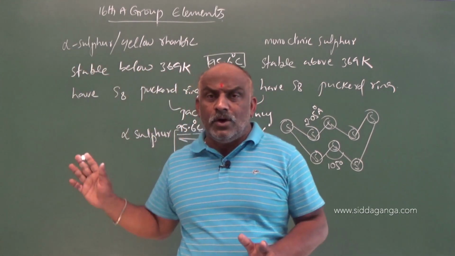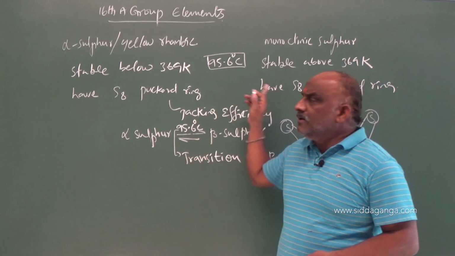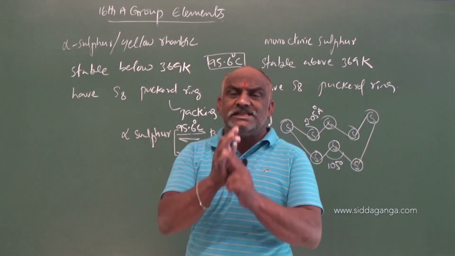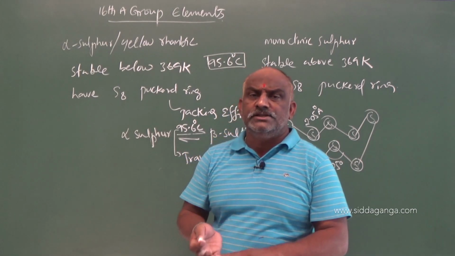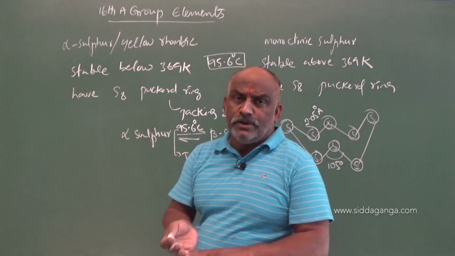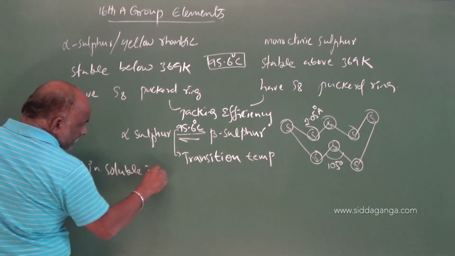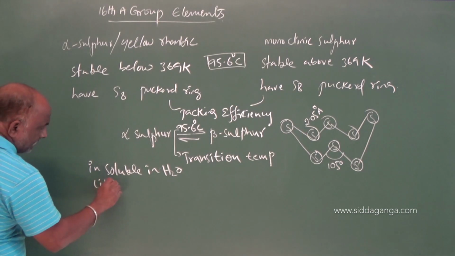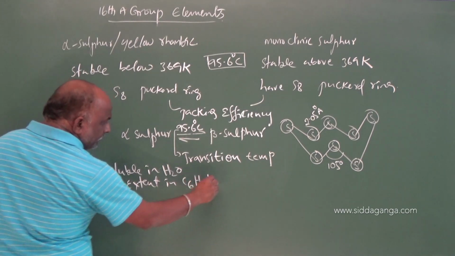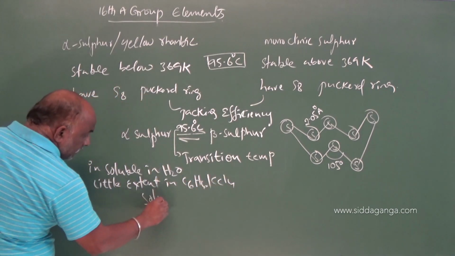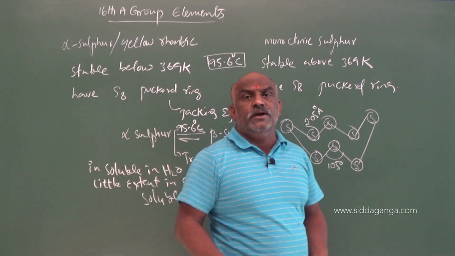Both are insoluble in water. Alpha sulfur is insoluble in water, beta sulfur is also insoluble in water. Alpha sulfur is soluble to a small extent in benzene or carbon tetrachloride. So, insoluble in water, little soluble in benzene or CCl4, but soluble in CS2. What is CS2? Carbon disulfide.